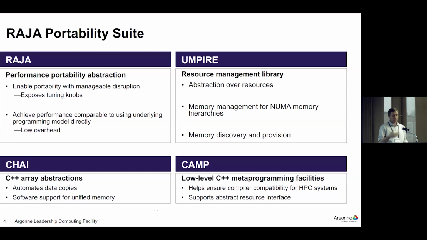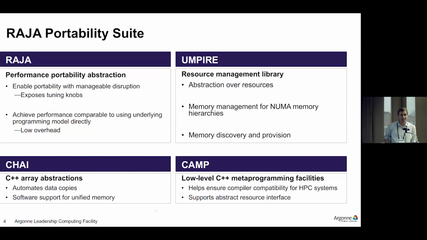So there's RAJA, that's your performance portability abstraction. This is what goes over kernel execution. The idea is to have a single application source that you don't have to mess around with whenever you're porting, but to have control over tuning knobs. So even if you're using SYCL, if you want to move to a different backend, you might need to tune your work sizes, things like that. The idea is to separate that from the application kernel so you don't have to live with multiple source files.